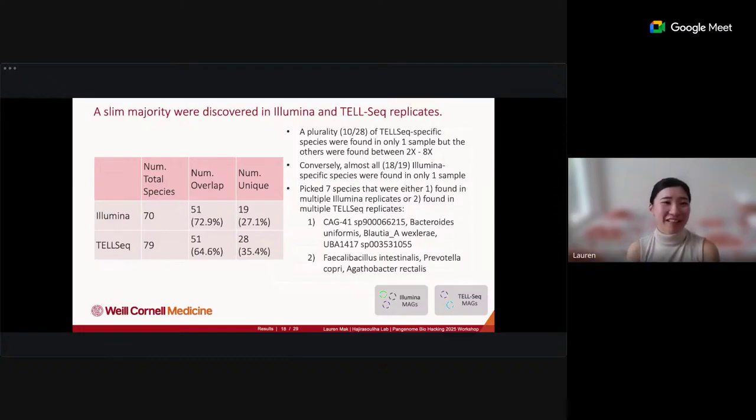A plurality of the TELSeq specific species are found in only one of their technical replicates, but the other ones were found multiple times, so that gives me a little bit more hope. However, almost all of the Illumina specific species were only found in one technical replicate. I picked 7 other species that were found in 7 species to do a bit of a deep dive comparison between Illumina versus TELSeq, and I tried to pick the ones where there were multiple mags discovered in the Illumina dataset.